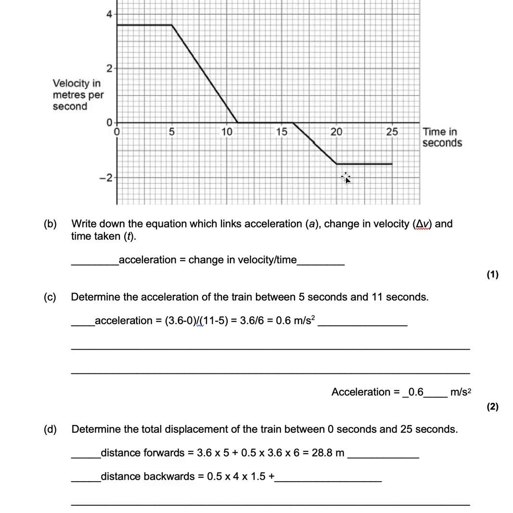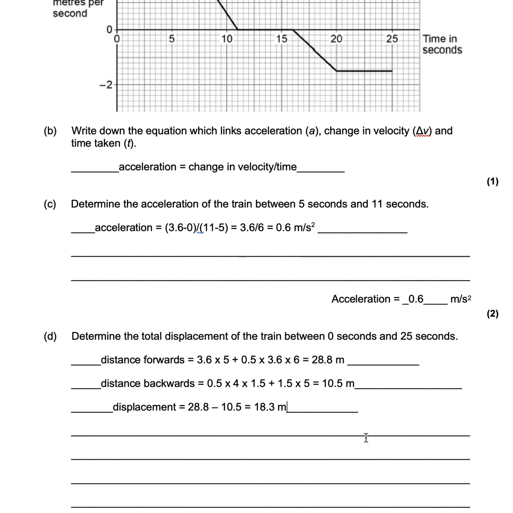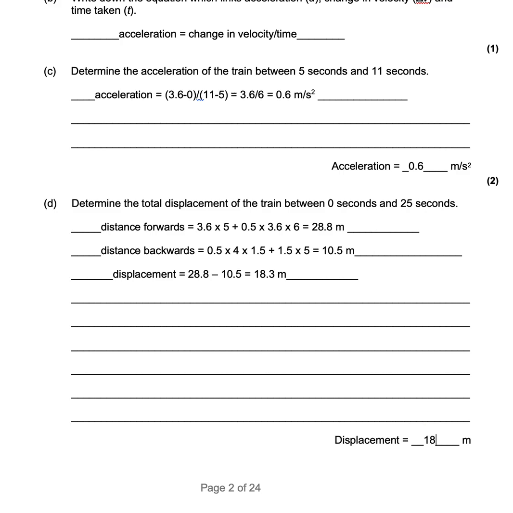rectangle because we're going all the way to 25 seconds, and that has a height of 1.5 and a width of 5. So rectangle is just base times height, so 1.5 times 5, and that equals 10.5 metres. So then we need to do, that's another 2 marks, then we need to do displacement equals 28.8 take away 10.5, and that gives us 18.3 metres. So I'll write my final answer down here, and that was a 5-mark question.